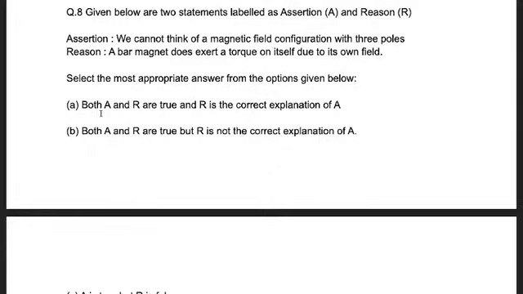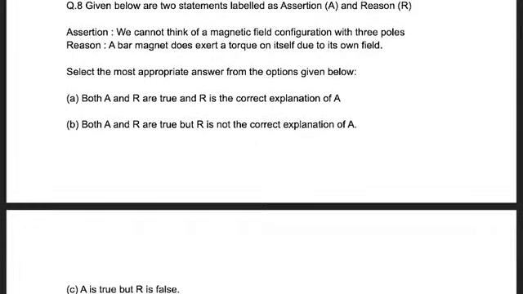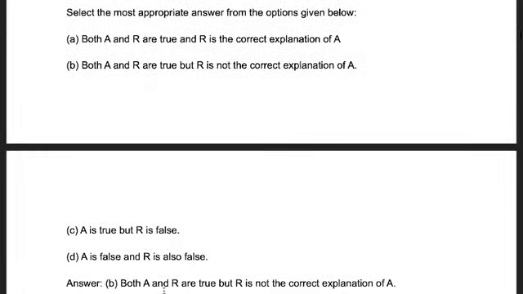A. Both A and R are true, and R is the correct explanation of A. B. Both A and R are true, but R is not the correct explanation of A. C. A is true, but R is false. D. A is false and R is also false. Good. Your answer is B. Both A and R are true, but R is not the correct explanation of A.